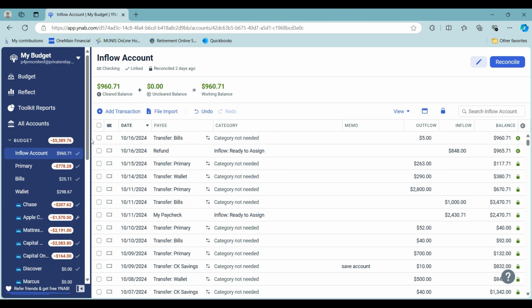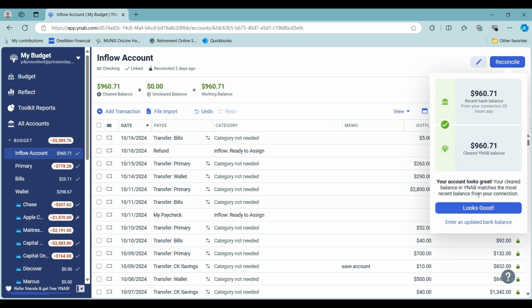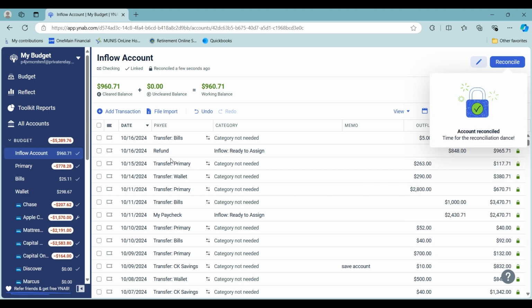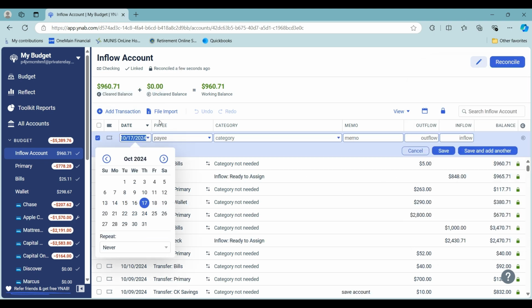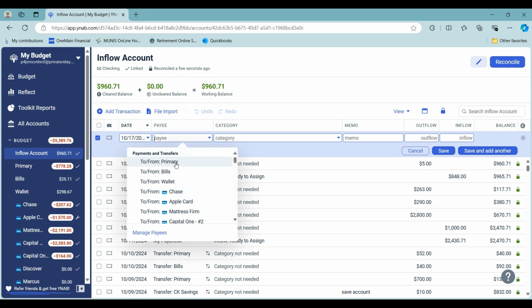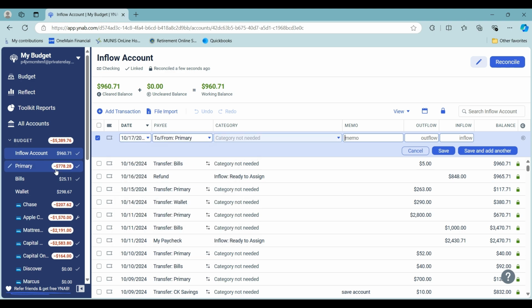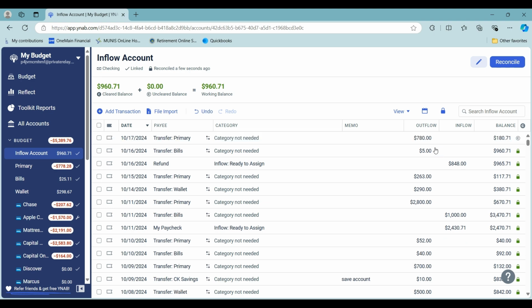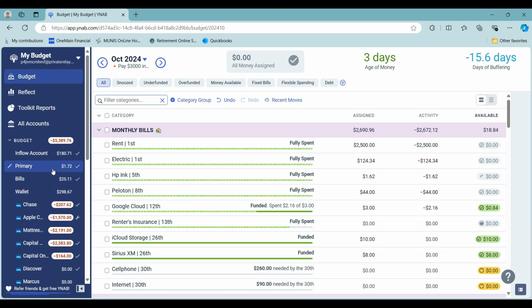So I'm going to jump into the inflow account. It has $960.71. Let's reconcile. Yes, that's what the balances were. I'm going to add a transaction and then transfer some money over to the primary account. So there's $778.28 that I am in the negative for. So I'm going to transfer out $780 from my inflow account to the primary account. So as you can see, that covers the amount. Now I only have $1.72 in the primary account, as it's saying in YNAB.